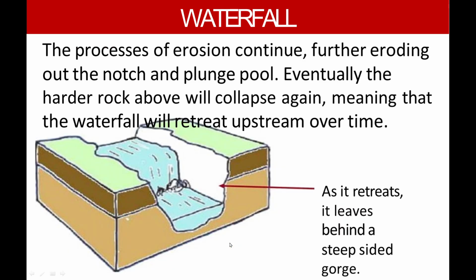So dear all, the process of erosion continues, further eroding out the notch and the plunge pool. Eventually the harder rock above will collapse again, meaning that the waterfall will retreat upstream over time. As it retreats, it leaves behind a steep-sided gorge. We can see here like this.